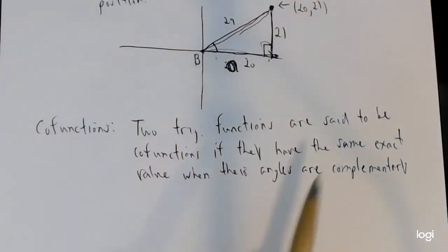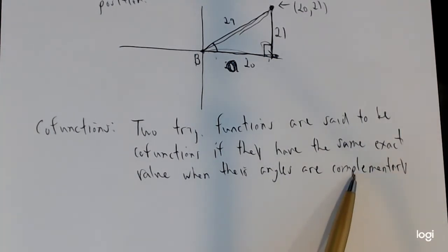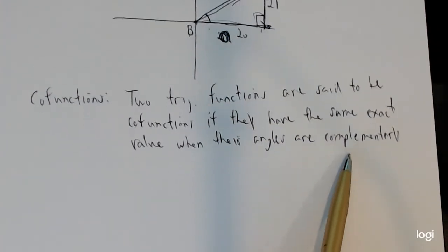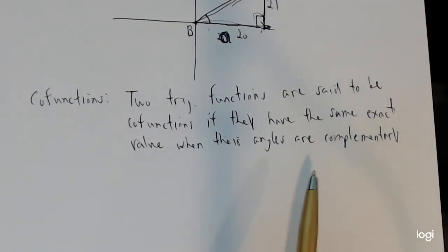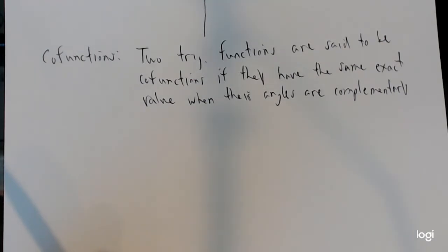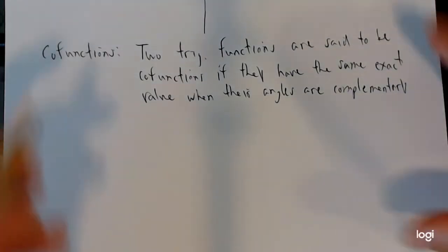Okay, so if you remember, we talked about what it means for angles to be complementary. They add up to 90 degrees. So there's two conditions that need to be set. The first one is their exact values have to be the same and their angles have to be complementary. So what we're saying is their angles clearly don't have to be the same, but as long as they add up to 90 degrees. Okay, we could actually show visually.